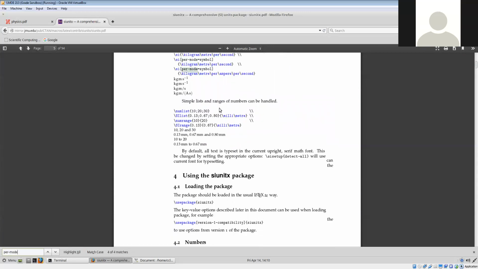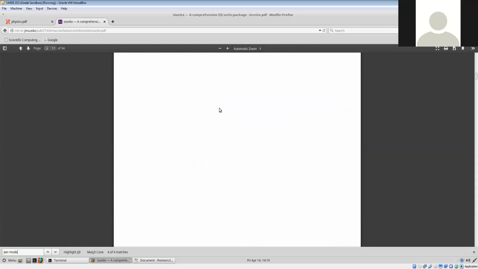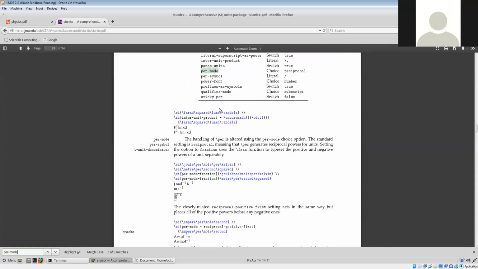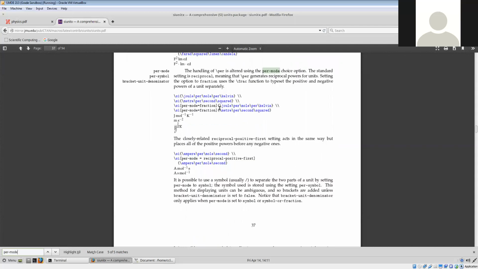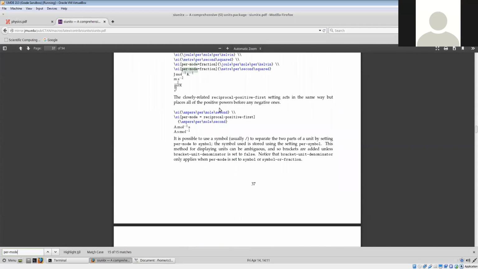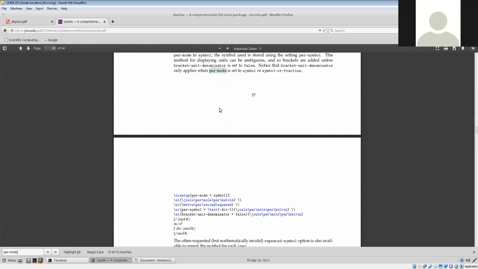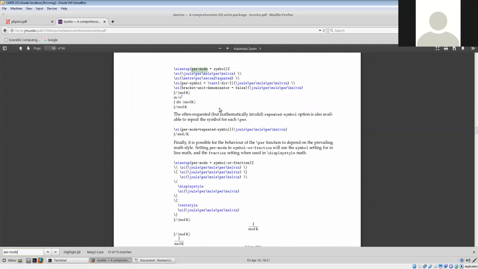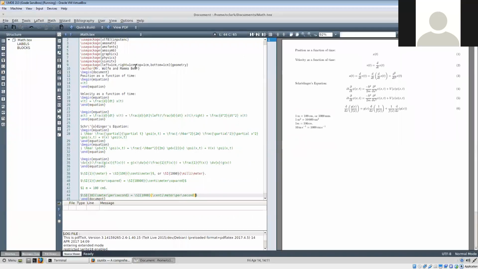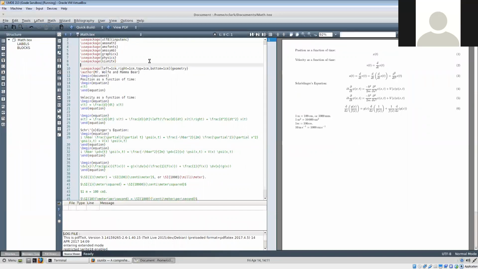Let's do per mode. See where per mode shows up here. Right there. Oh, maybe I just need to get an old LaTeX document and copy and paste it in there. There it is, SI setup. So I can do an SI setup and give a bunch of options that I want to be used for the whole document. And I would do this at the top in my preamble. So let's add the per mode to be fraction at the very top of our document. SI setup per mode equals fraction.